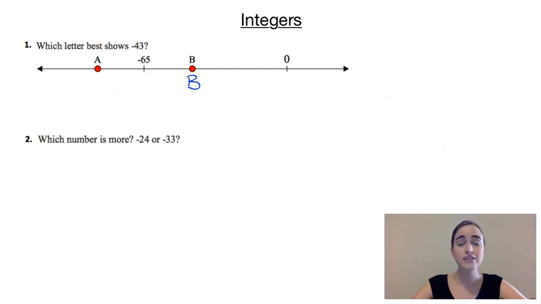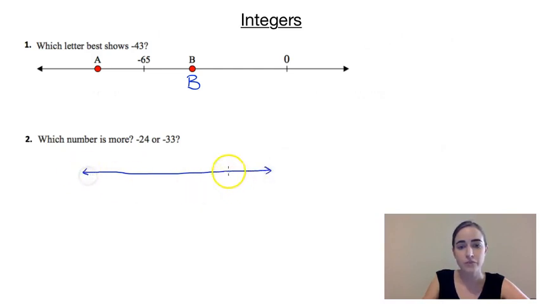Our second example asks us which number is more, minus 24 or minus 33. To help us figure that out, we can visualize those numbers and where they would be on a number line. If we draw a number line just roughly, if we put 0 up here somewhere, we'd be going down to minus 1, minus 2, minus 3, all the way down, and somewhere down here we're going to have minus 24, and we'd have to keep going to get down to minus 33. Because this number is further to the right on our number line, that means that minus 24 is more, or is the greater number.